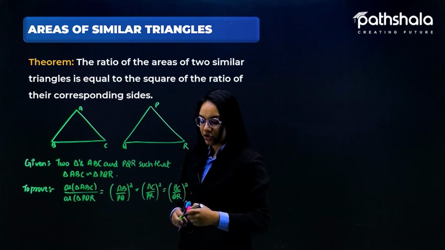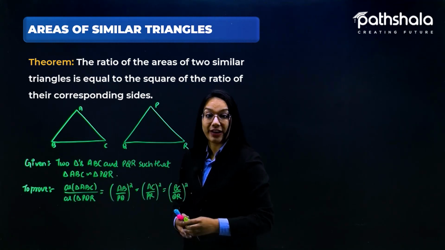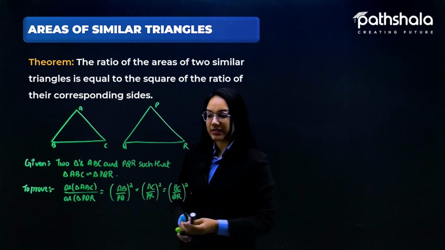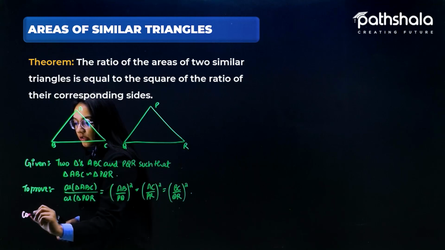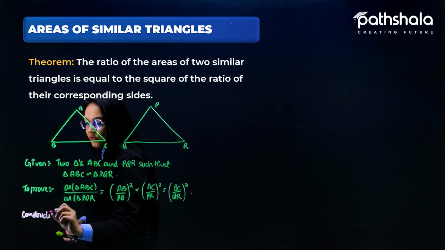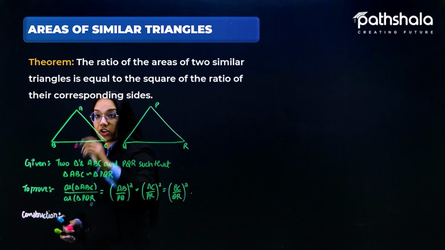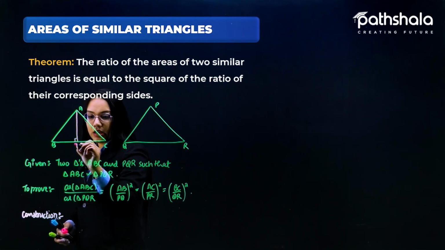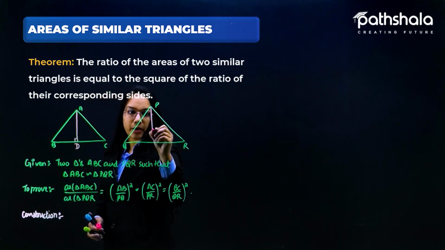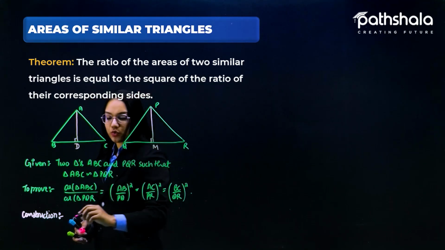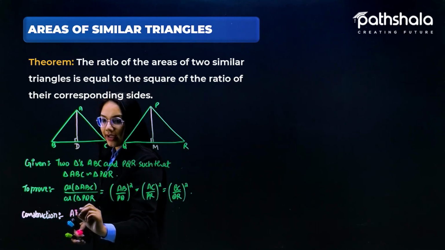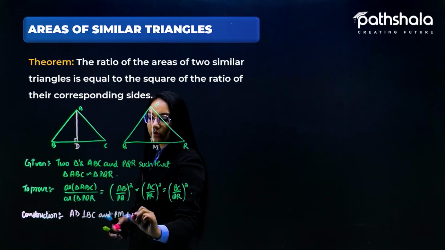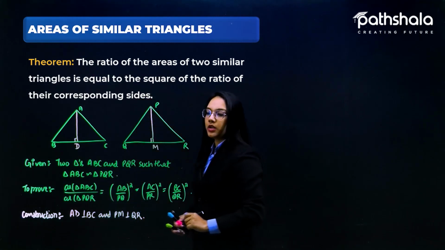This is the relationship that we wanted to prove, that the area of the two similar triangles is equal to the square of the ratio of their corresponding sides. Now let's talk about a little bit of construction. I'm drawing a perpendicular as AD, and I'm taking another perpendicular as PM. So we are doing a construction: draw AD perpendicular to BC and PM perpendicular to QR.